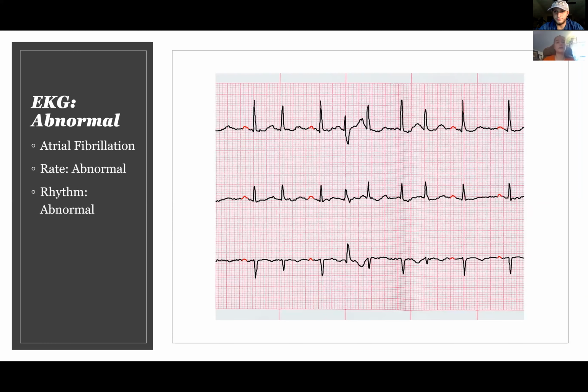Here we have atrial fibrillation. This is where you have an abnormal rate and an abnormal rhythm. As you can see, the atria and ventricles are basically contracting whenever they want.